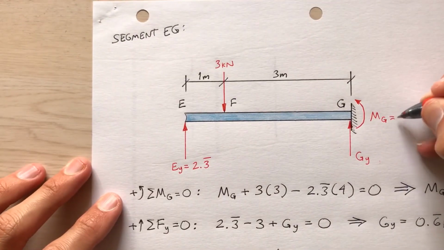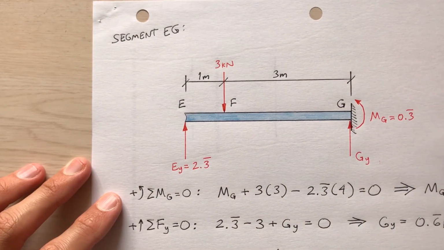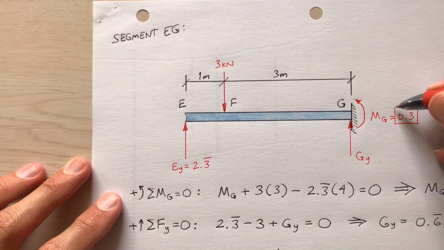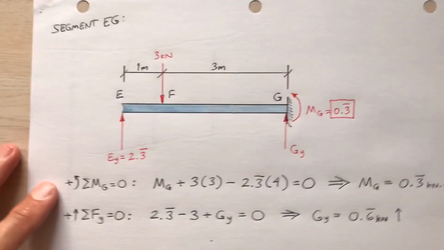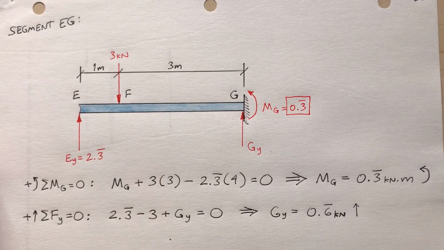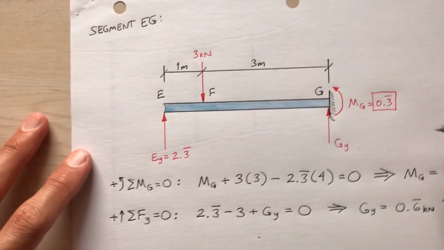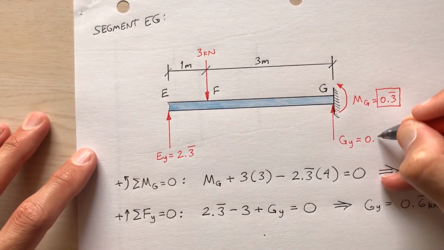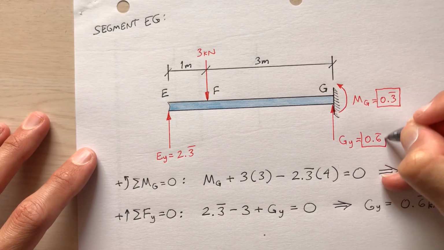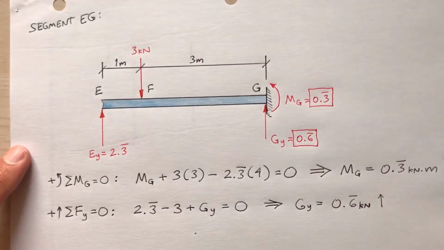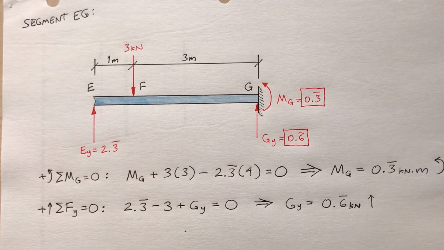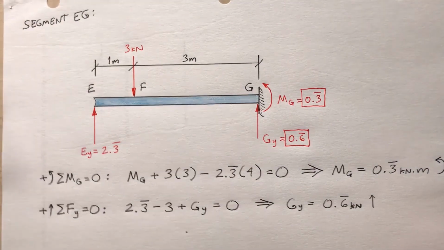So this is 1/3, or 0.3 with a repeater bar above the 3. I'll remember what the units are, kilonewtons times meters. And then the sum of the forces in the y direction is 0. I'm getting 2/3 kilonewtons up. So right here, 2/3, or 0.6 with a repeater bar above the 6. Okay, how's that? Transfer those over to the original, the main figure.